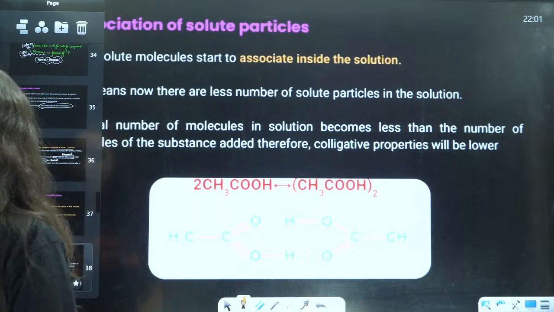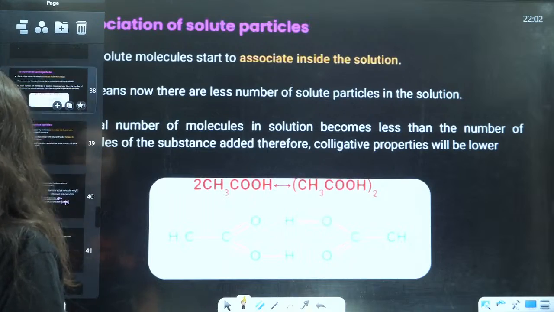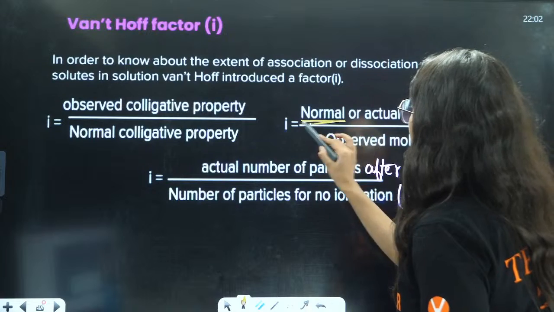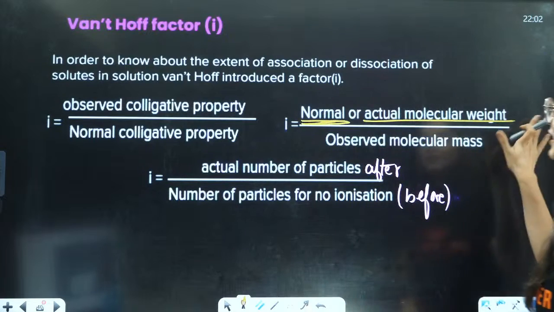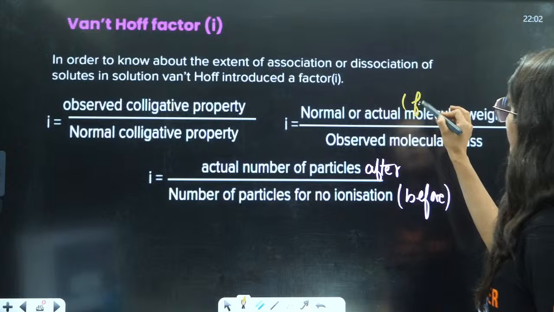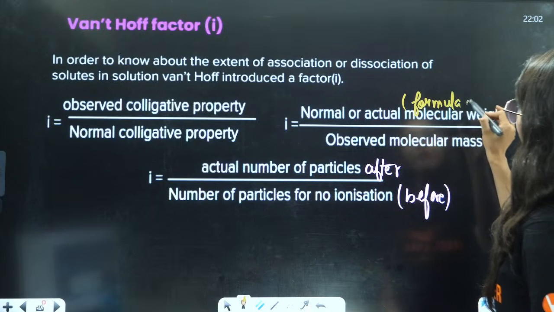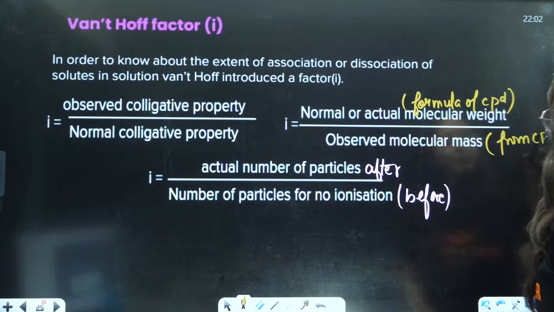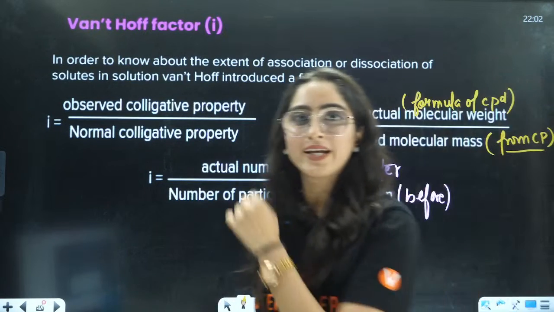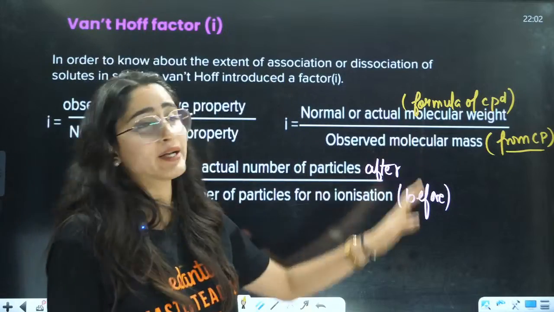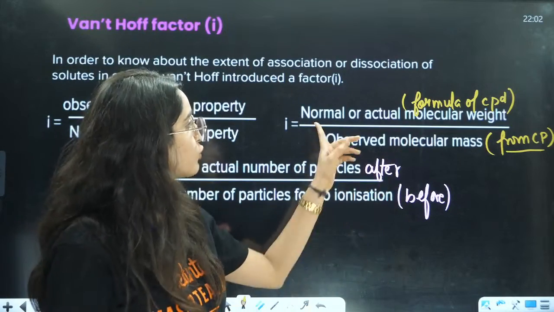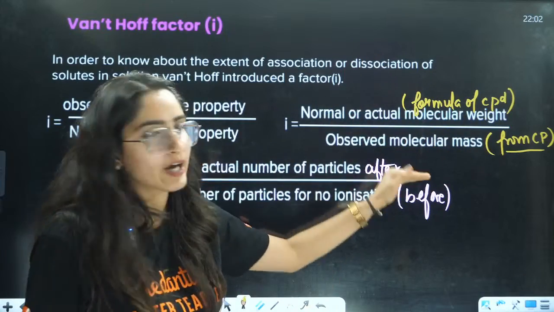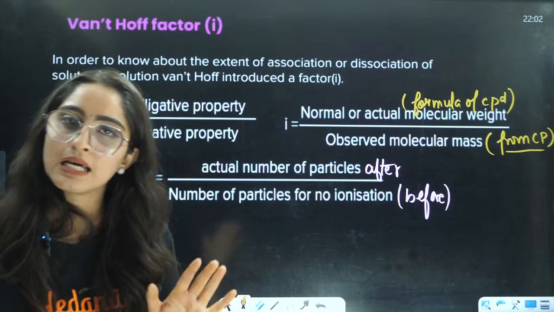So that is called normal and abnormal molar masses, and that is why you will have this definition also: normal or actual molecular weight is from the formula of the compound, and abnormal is from colligative property. This is from the formula of colligative property that we will do experimentally, right? That we will do experimentally. Van't Hoff factor i is normal or actual formula mass of the compound divided by abnormal molar mass, right?